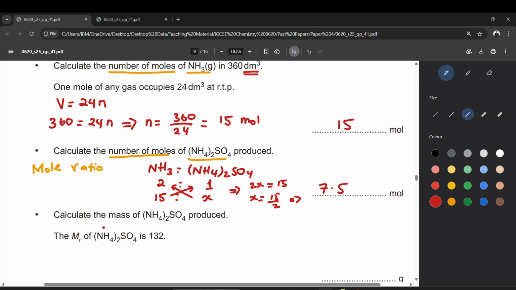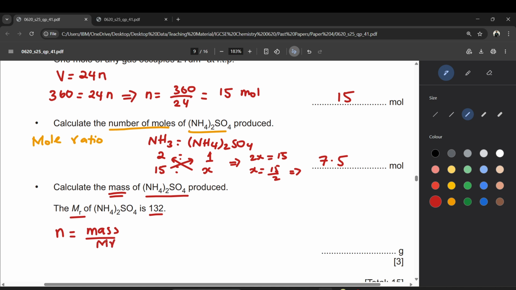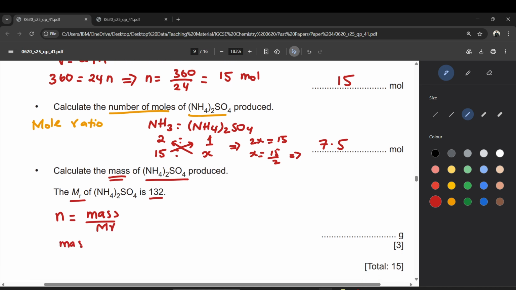Next one is calculate the mass of ammonium sulfate produced. The MR of ammonium sulfate is given to you. For the mass, there's only one formula. First of all, the basic formula is number of moles equals mass upon MR. I'm going to rearrange this formula. So we have mass equals number of moles multiplied by MR value.